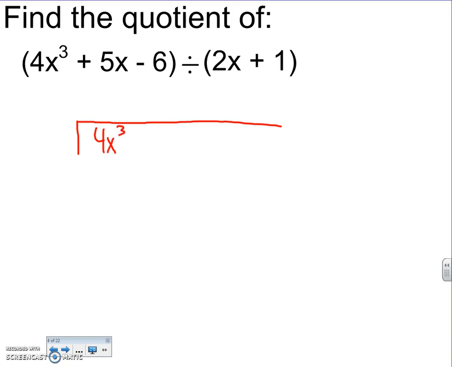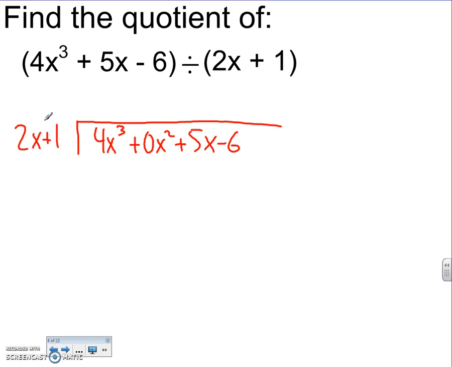So I have a 4x cubed term. So here, the degree is 3, there should be 4 terms. It's missing the x squared term. So I'll put 0x squared plus 5x minus 6. And the side will be 2x plus 1. Alright, so make sure that's 0x squared there.